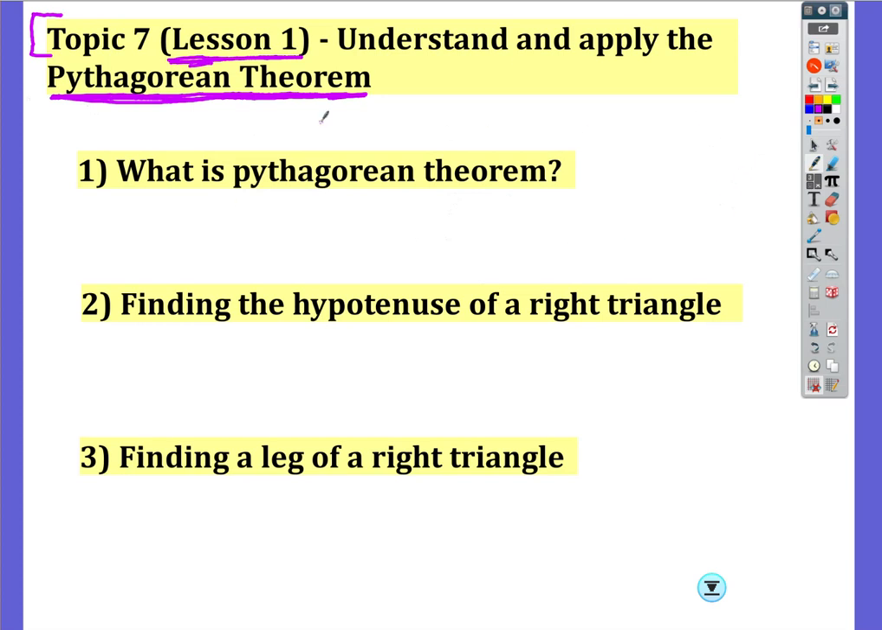We'll start with an exploration: what is Pythagorean Theorem? Then we'll get into applying it. So we'll use it to find the hypotenuse. Don't worry, we'll go over this terminology later. We'll fill all that in, and then finding the leg of a right triangle.